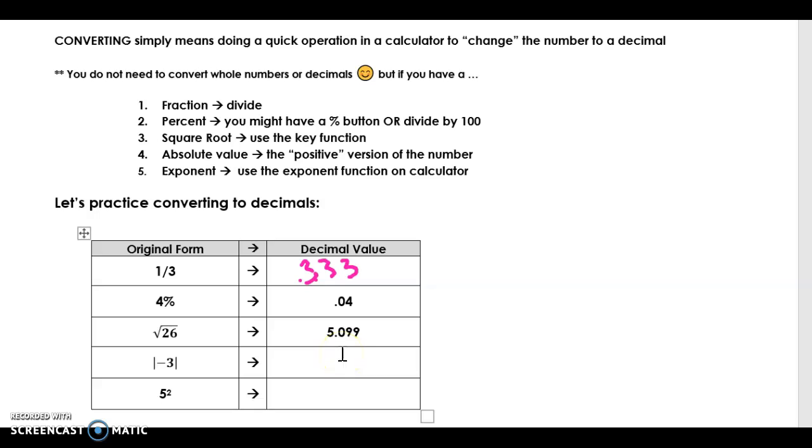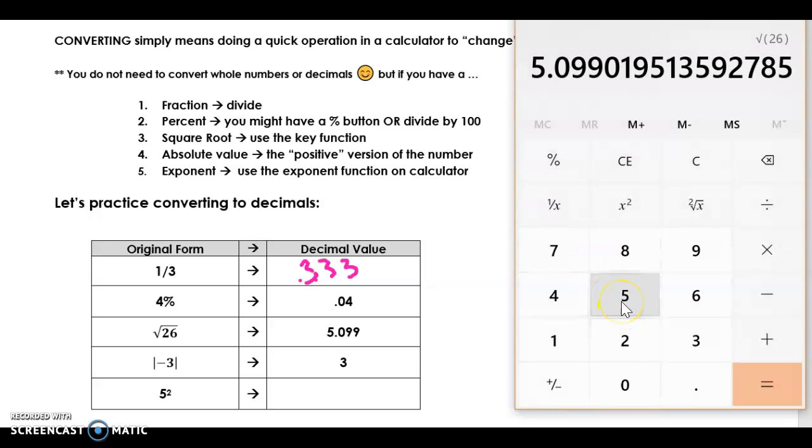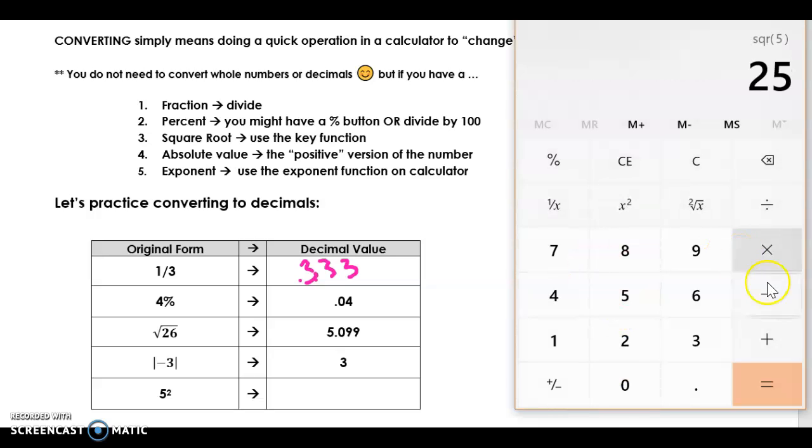Okay, absolute value. Those vertical lines are the absolute value sign. Hopefully you remember this from previous math lessons, but you're taking the positive version of the number. So whatever you see inside, for this problem, we have a -3 inside. This would simply be converted to a whole number that you can make sense of, which would be just a 3. And then last but not least, if you have an exponent of 2, 5 squared, you would bring up your calculator, 5, hit the square button, and your answer is 25.